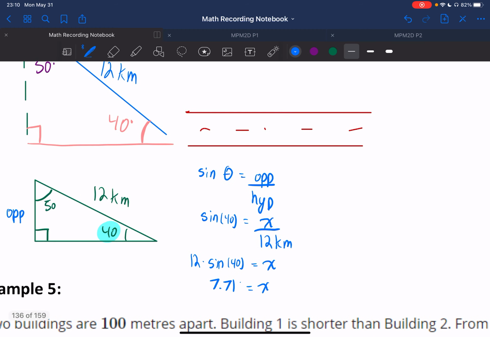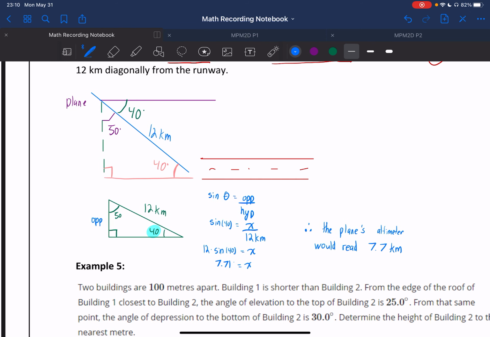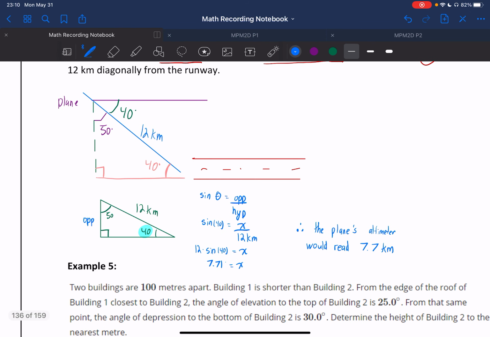So we can say, therefore, the plane's altimeter would read 7.7 kilometers, because that's how far off the ground this plane is. 7.7 kilometers in the sky. That's pretty high up.